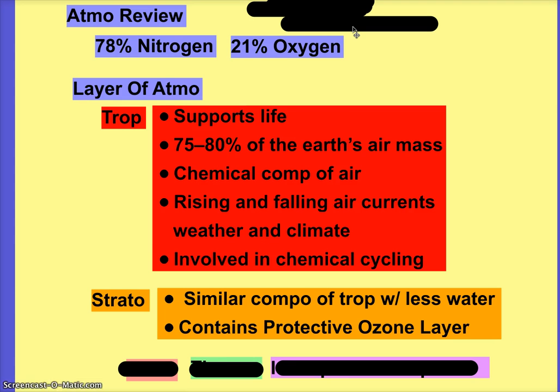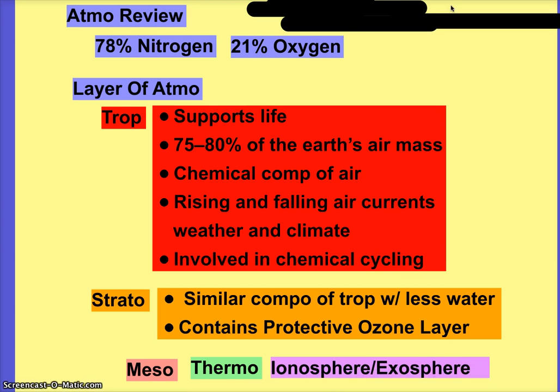The next layer is stratosphere, and that's where we have our protective layer of ozone, because there's actually ozone in the troposphere. We're going to talk about that too. And then what are the next layers? Meso, which is what? The coldest, and then followed by thermal, which is hottest, and then iono or exo. Awesome. You guys are so smart.